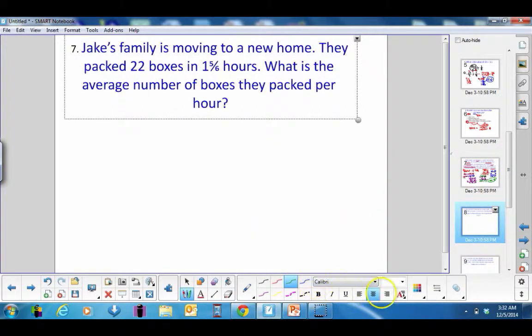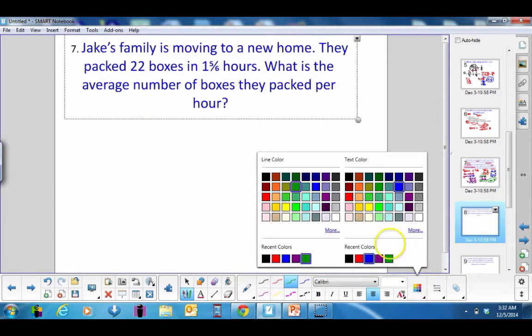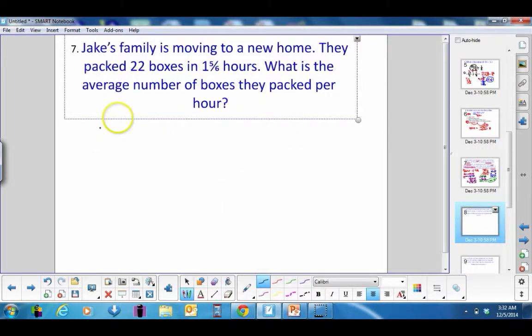Okay, number 7. Jake's family is moving into a new home. They packed 22 boxes in 1 5/6 hours. What is the average number of boxes they packed per hour? Okay, so average. I know average is going to tell me I need to divide. So we're going to take the amount of boxes they had, 22, and we're going to divide that by how many hours they used, 1 5/6 hours.